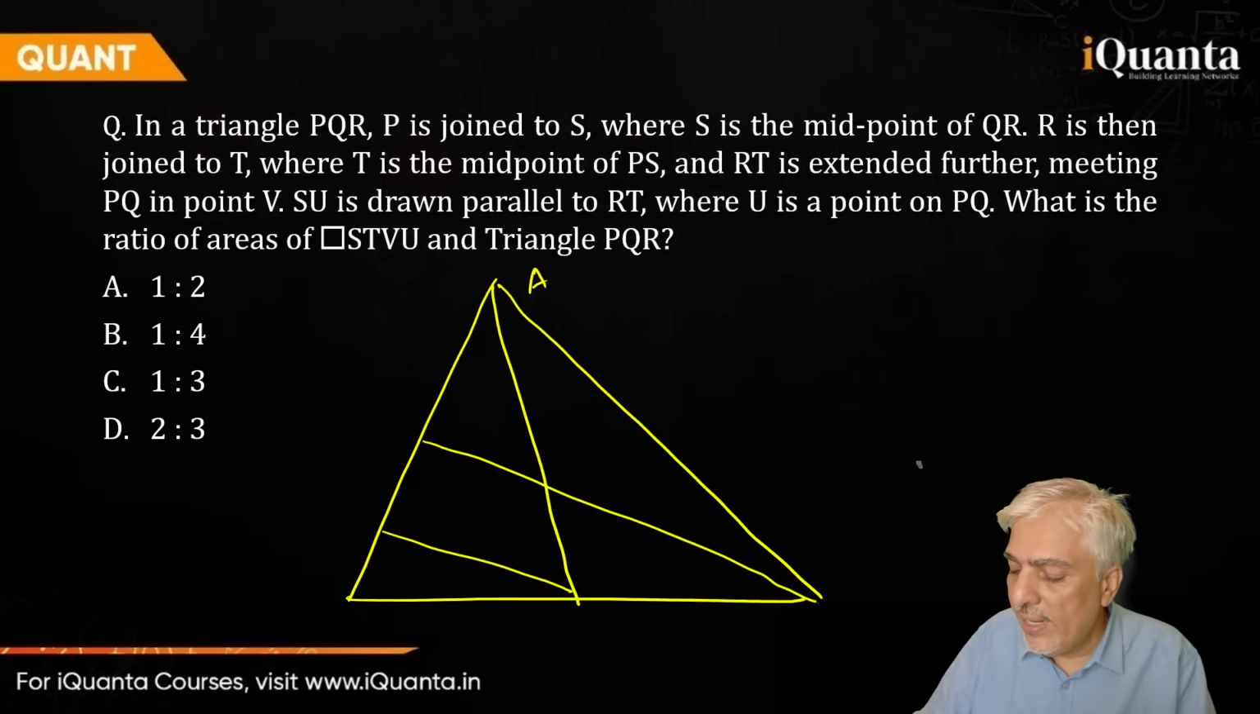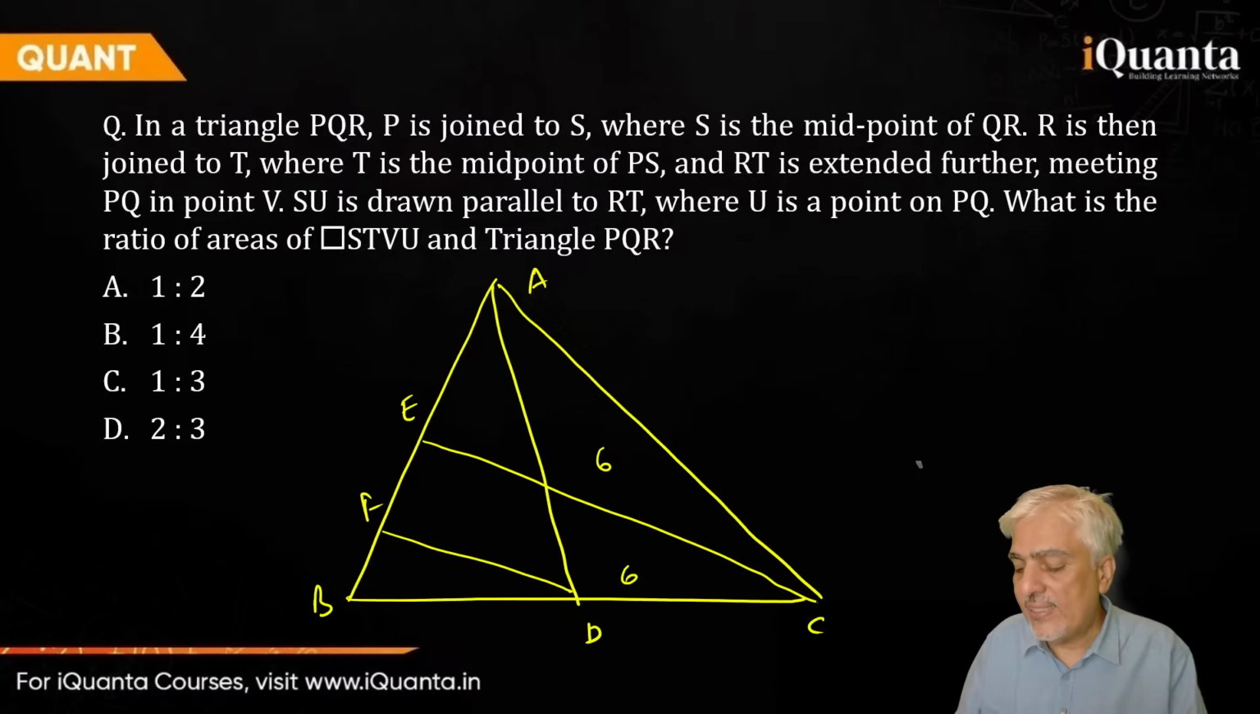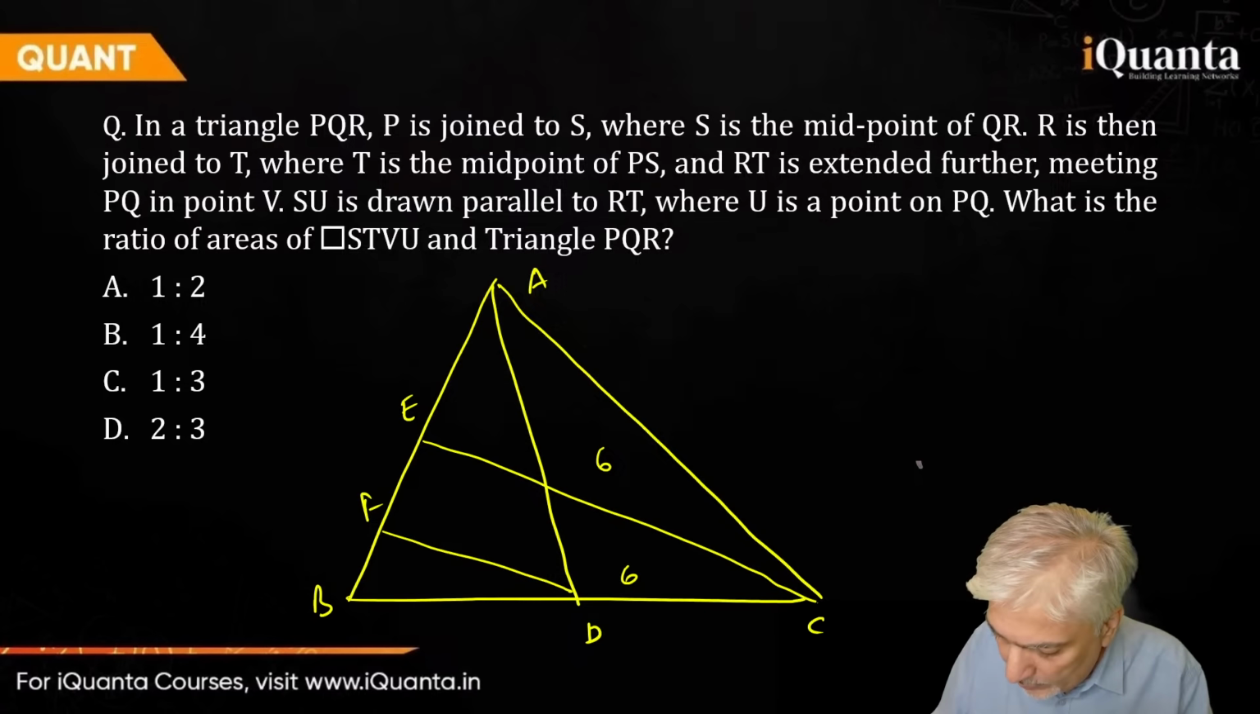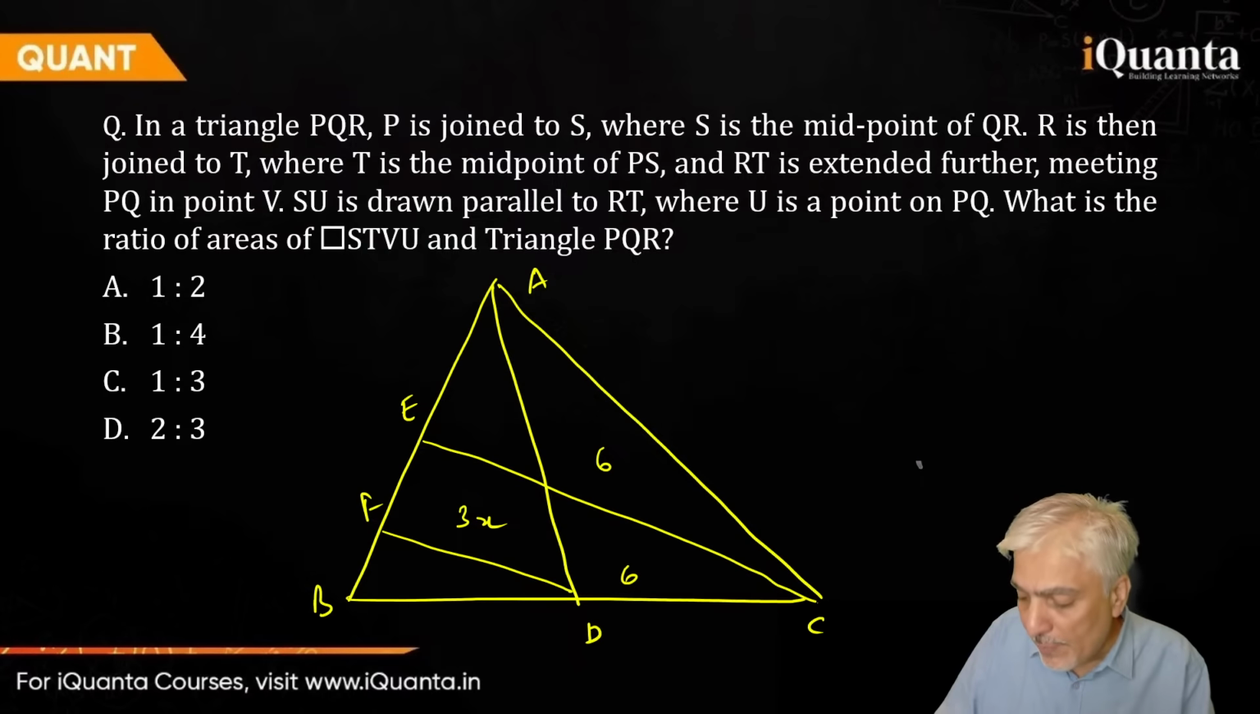Okay. A, B, C, D, E, and F. So if I took this as 6, this as 6. In fact, let's start with this. Let's take this as 3x. This much, the answer which I want to find, I took as 3x. So how much will this be?